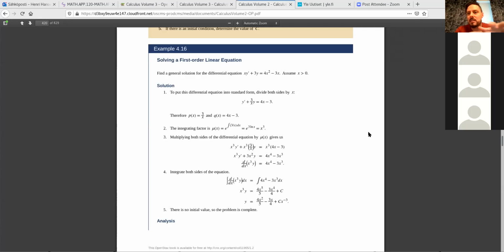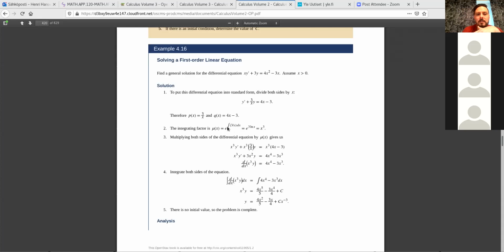I don't have a good example here because these linear equations happen to be such that usually it's fairly easy to do. But already here we see something. We assume x is greater than 0. We will be using this because when we formulate this into the normal form here, we find that the p of x here is 3 over x.